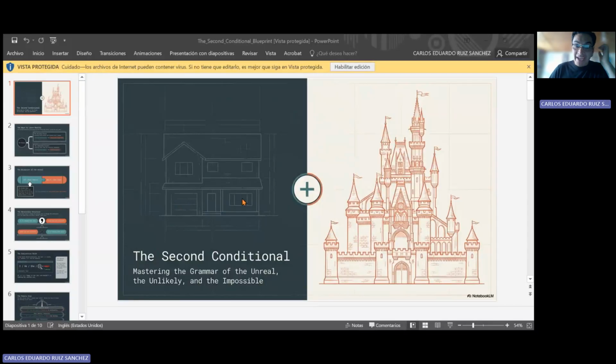Commas are dropped when the if clause moves to the middle. We can change the structure, starting with the result and leaving the clause at the end of the sentence. And pro tip, we use the verb to be, were, for all the subjects here. Were, don't use was. Second conditional, unreal, imagined.